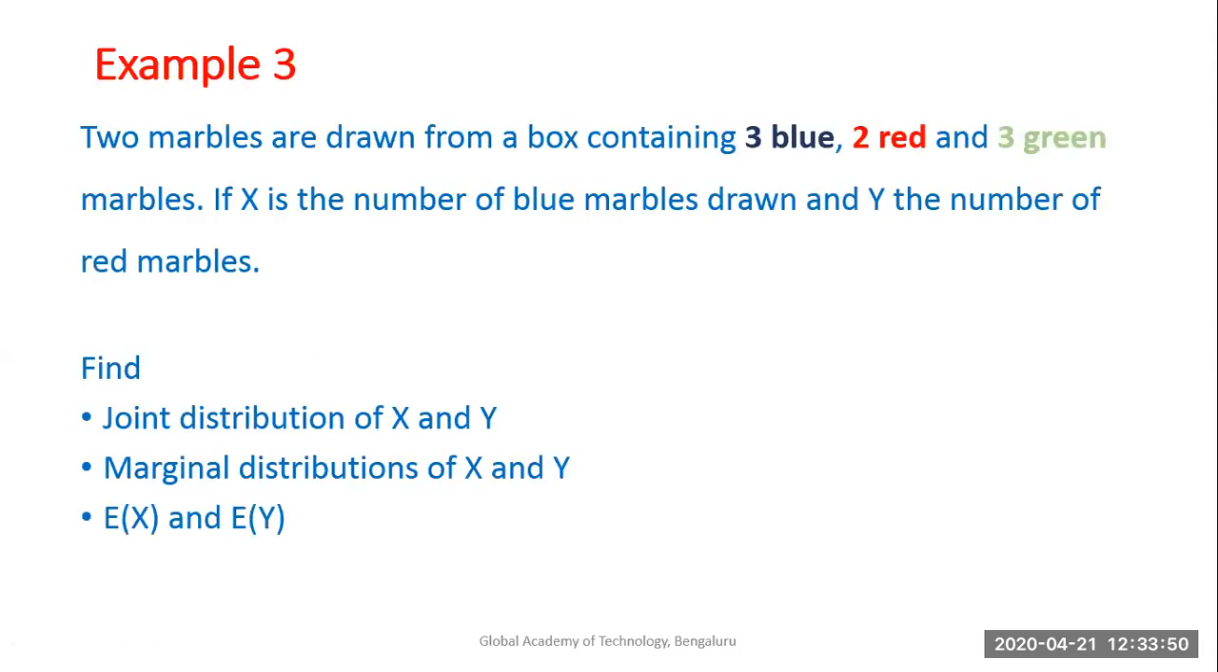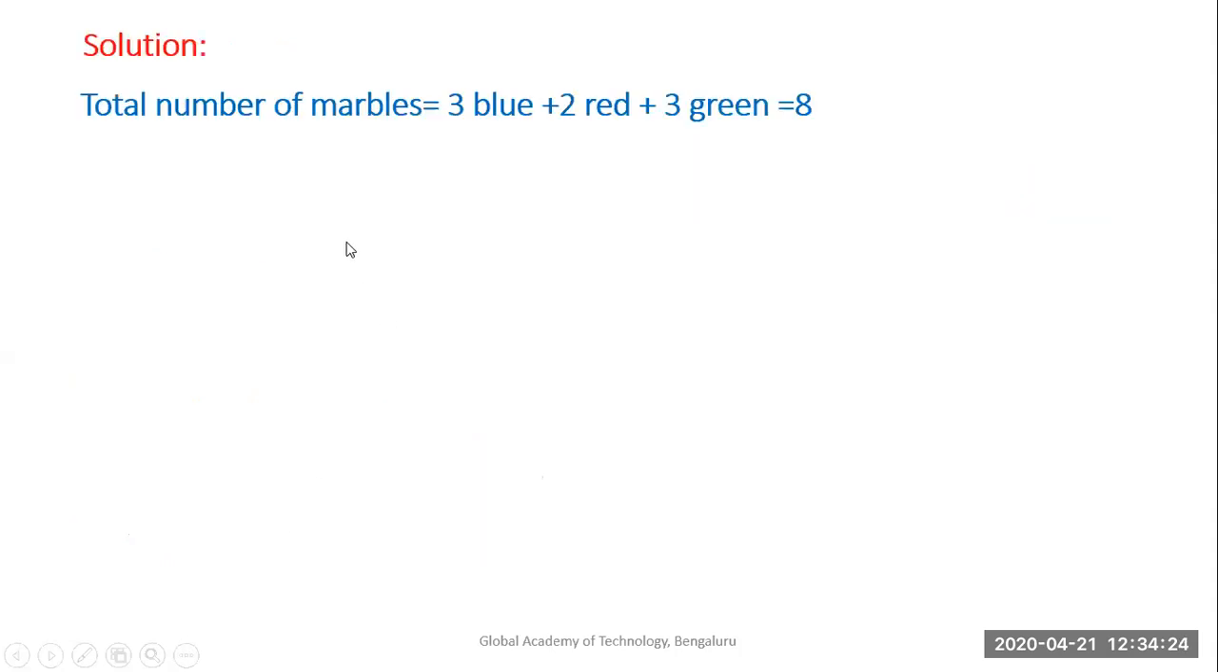So we'll take one more example. 2 marbles are drawn from a box containing 3 blue, 2 red and 3 green marbles. Here x is the number of blue marbles drawn and y the number of red marbles. So x denotes the number of blue marbles and y denotes the number of red marbles. So find the joint distribution of x and y, the marginal distributions for x and y, and the expectation of x and expectation of y.